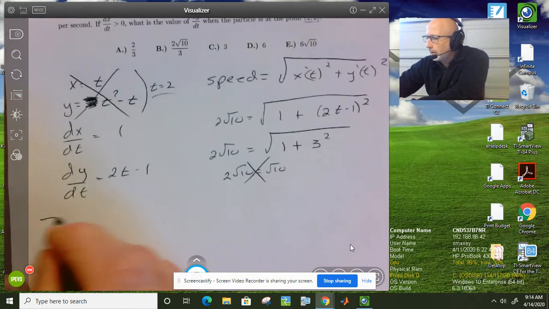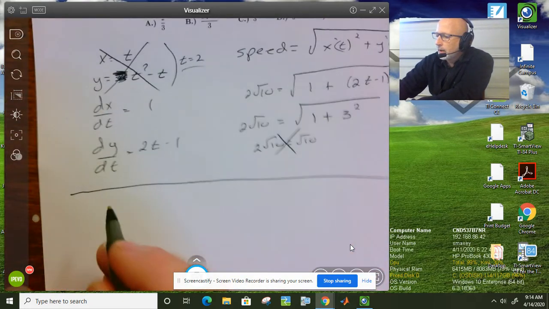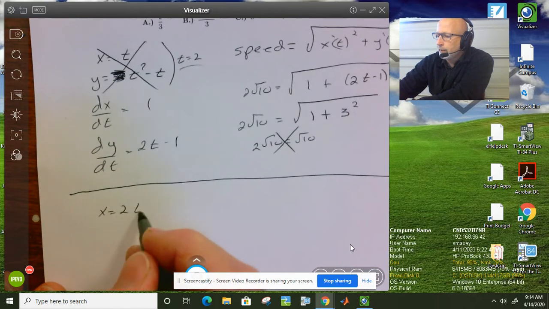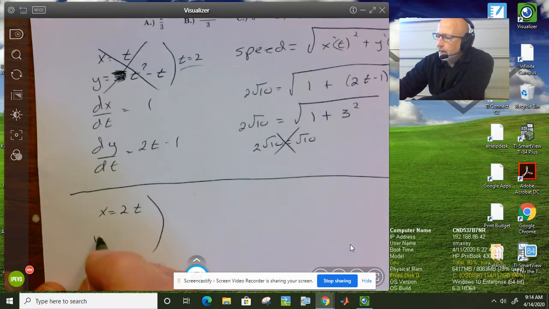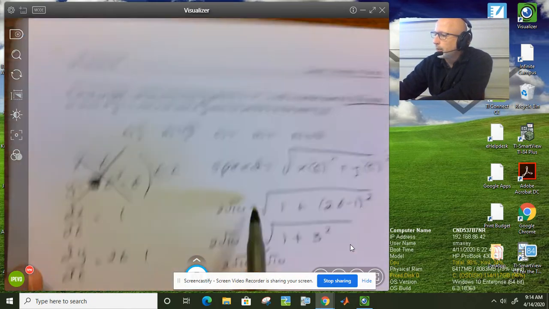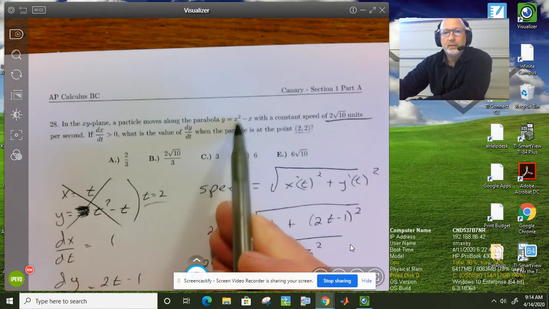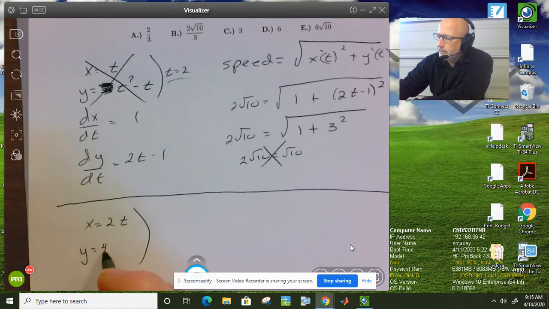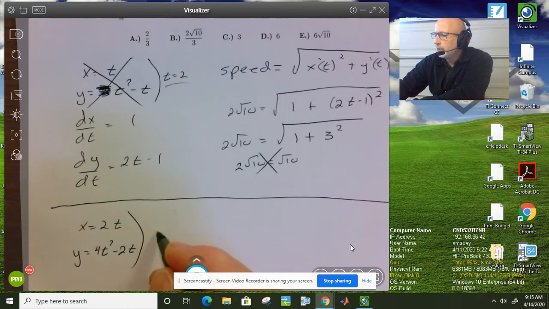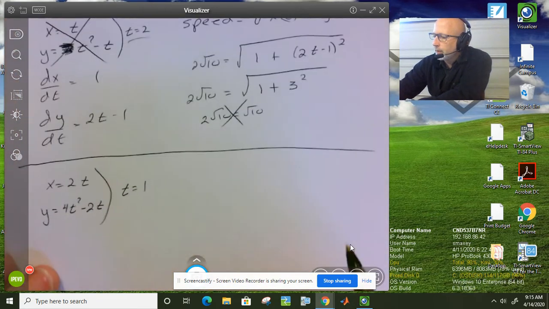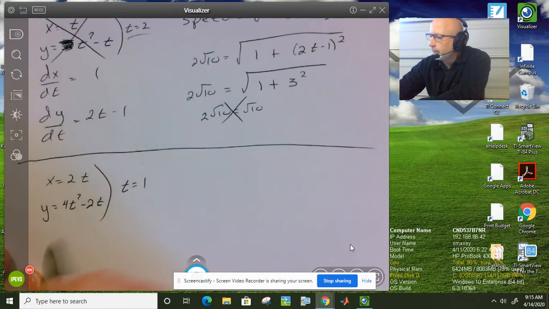Let me try something a little different. I'm going to let x equal 2t. In doing so, I plug into this equation, so y is equal to (2t) squared minus 2t, which is 4t squared minus 2t. Now you notice when t is equal to 1, it's going to put me at the point (2, 2) like before. Let's see if this works.